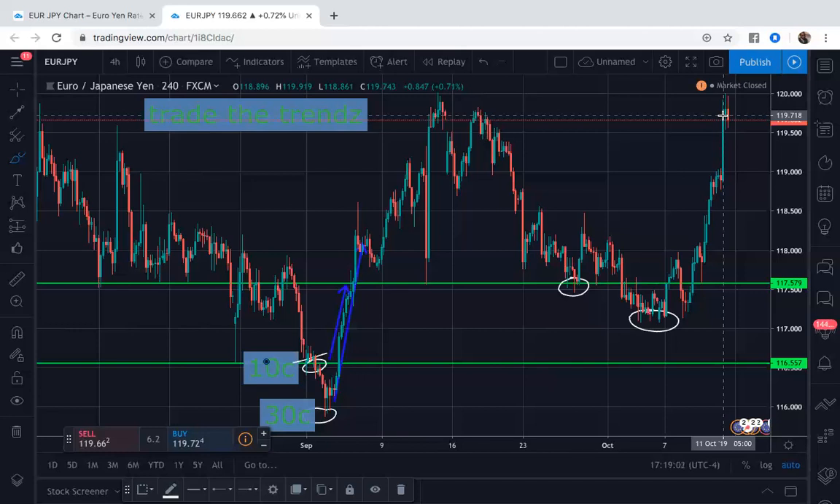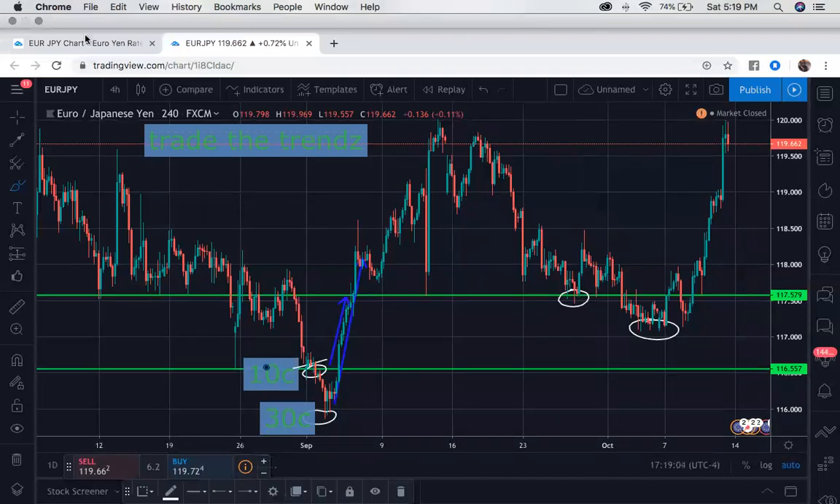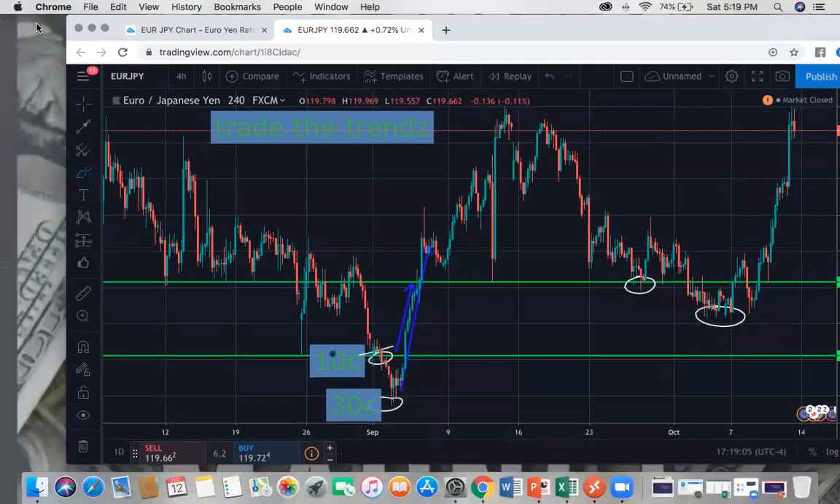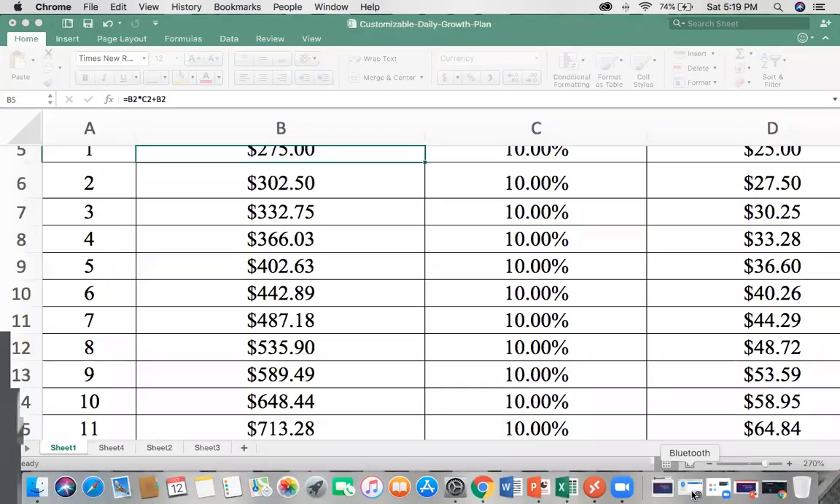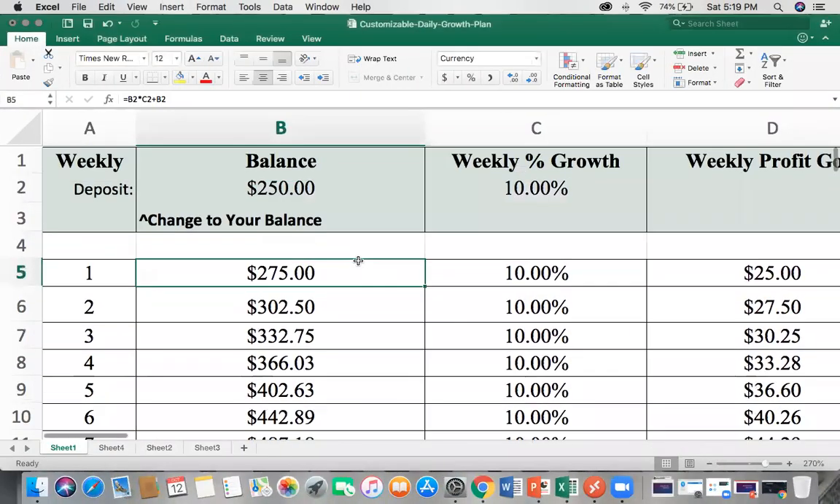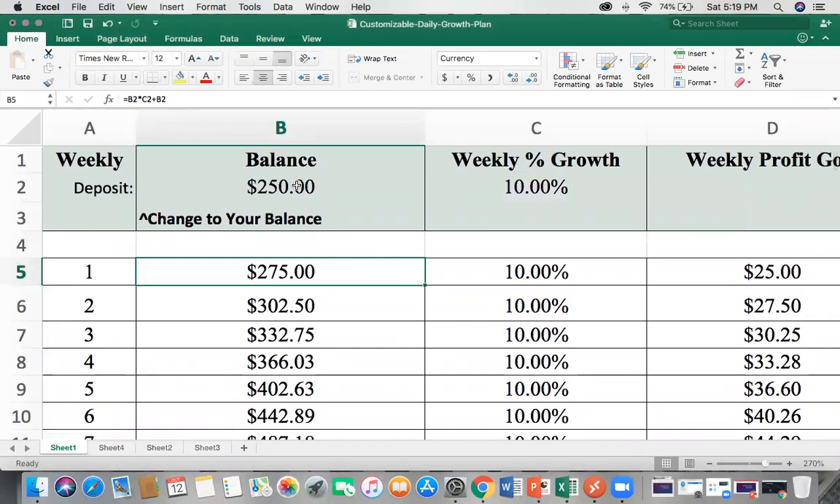So I appreciate everybody coming in, and I actually want to show you guys one more thing before I go, which is my weekly goal sheet. As I said before, $1,000 is recommended to start off with. But I do understand people at least want to get their feet wet, and can do that with $250.